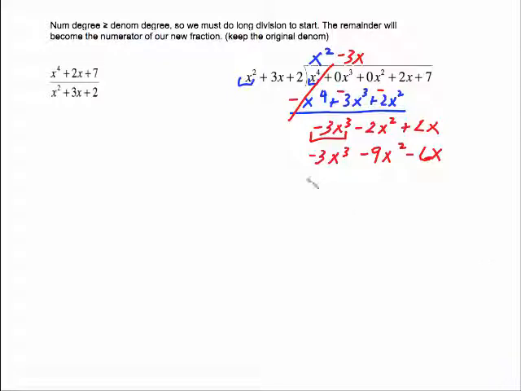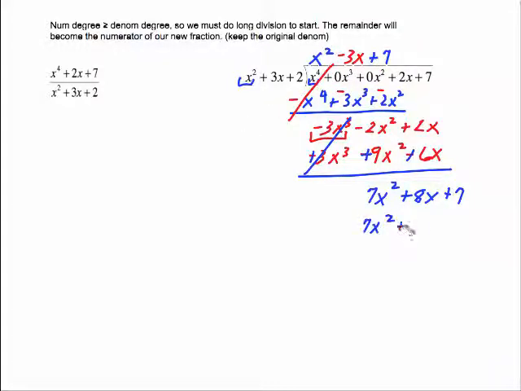Draw the line. Change all of those signs. Cancels out. We get 7x squared plus 8x. Bring down your 7 and begin again. 7x squared divided by x squared is 7. Multiply that times all of that. 7x squared plus 21x plus 14. Draw the line, change all of those signs, cancels out, we have negative 13x minus 7.